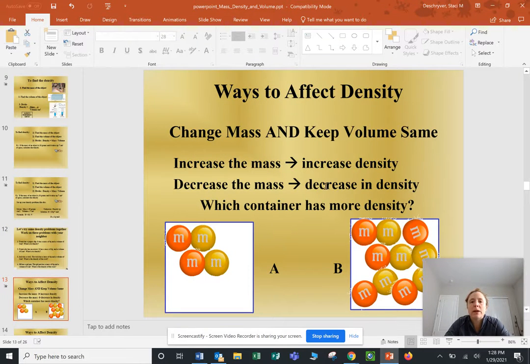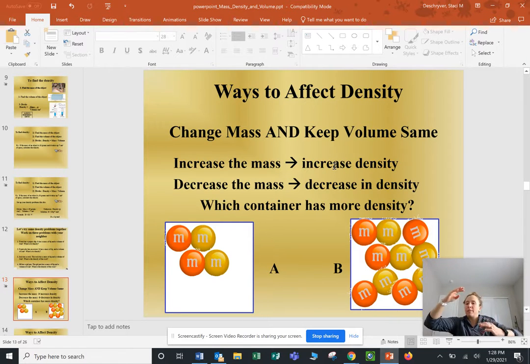Okay, so here are some of the ways to affect density. In other words, how can we change the density of an object? Well, first of all, if it's a particular material and you change the density of that material, chances are you're actually changing the material itself. So let's not think that density is something that could actually be changed within an object. You can't make gold more dense. You can't make ice more dense. You can't make water more dense.